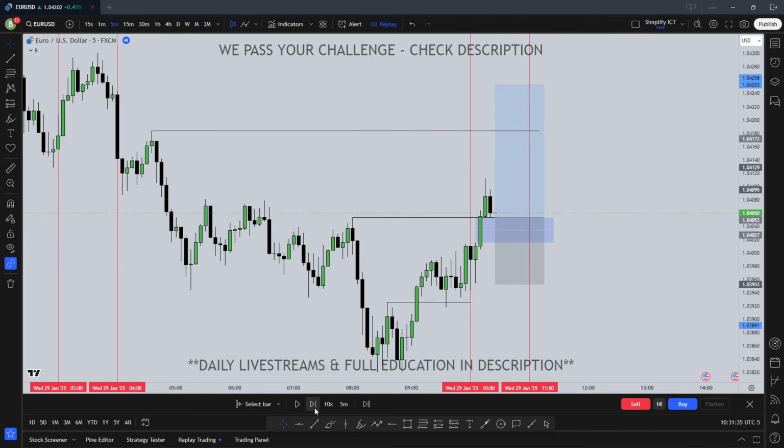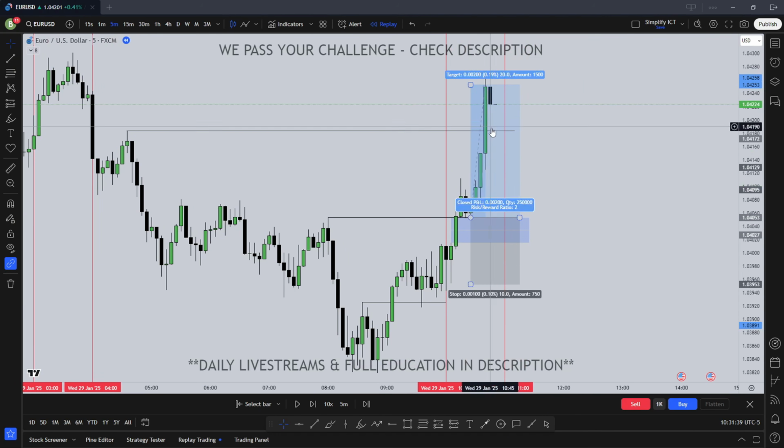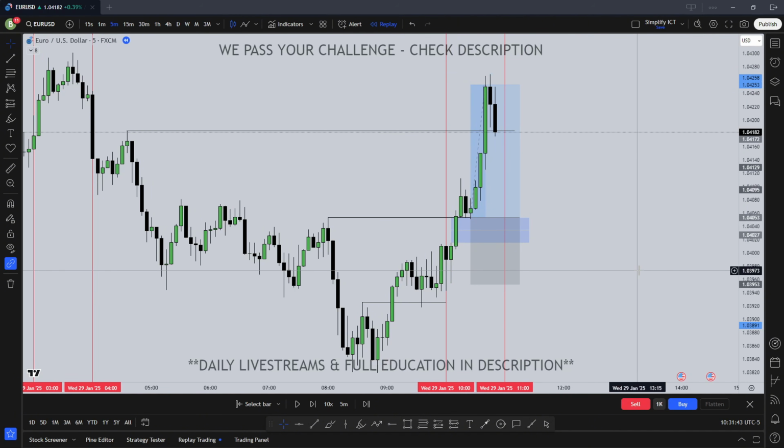Let's see if we get tagged in. Okay, and as you can see, price tags us in right there. Quite an easy push up, and as you can see, within that hour, our setup was done, 1-to-2 hit in literally a few minutes. What was this? This was literally around 15-20 minutes, okay?